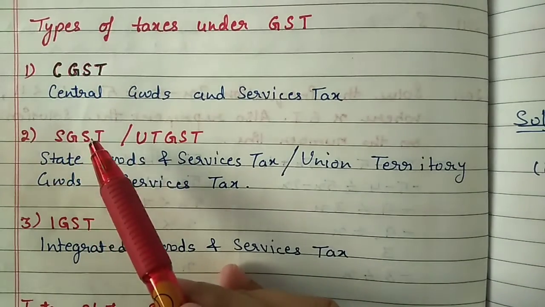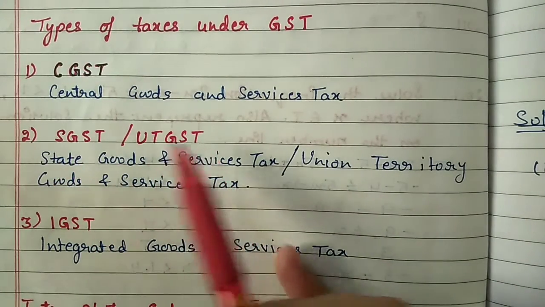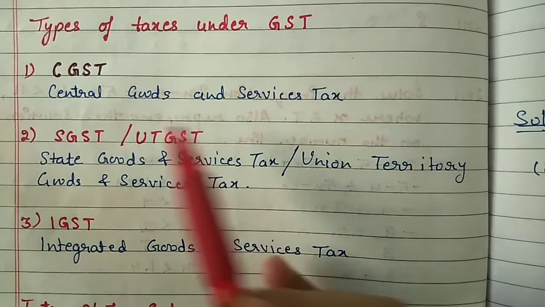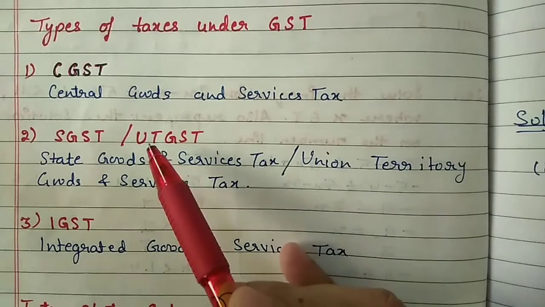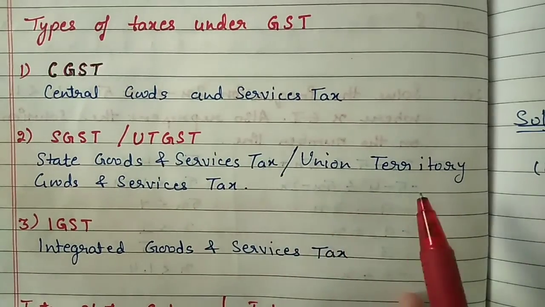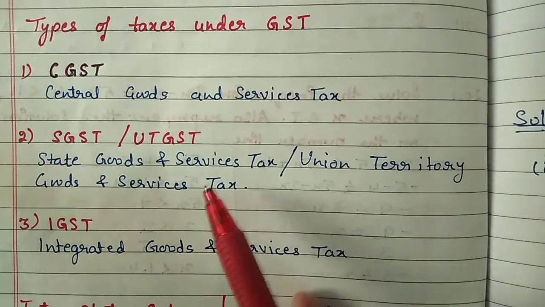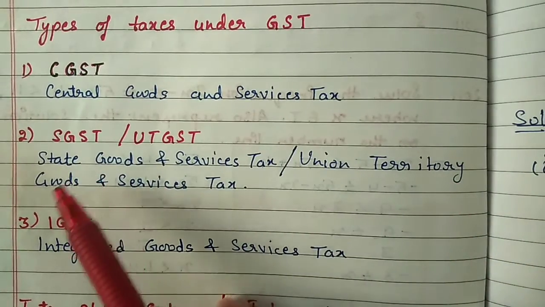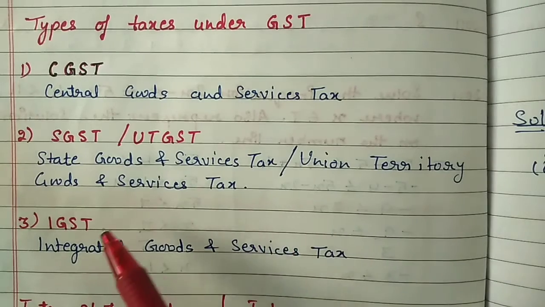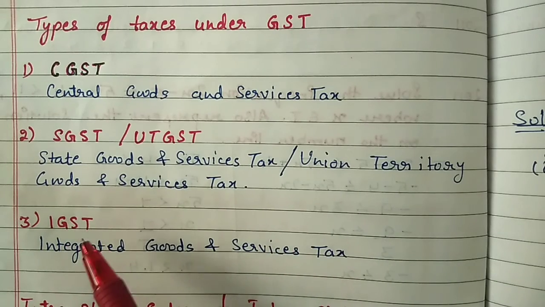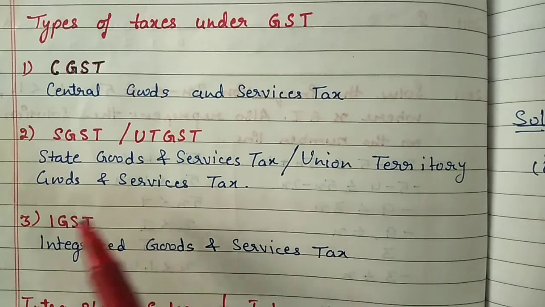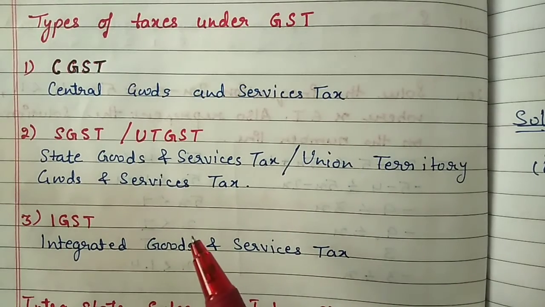Second is SGST or UTGST. SGST means State Goods and Service Tax when we are talking about the state. UTGST means Union Territory Goods and Service Tax when we are talking about the Union Territory, and this tax will go to the state government. Third one is IGST. IGST means Integrated Goods and Service Tax. This tax will go to the central government.